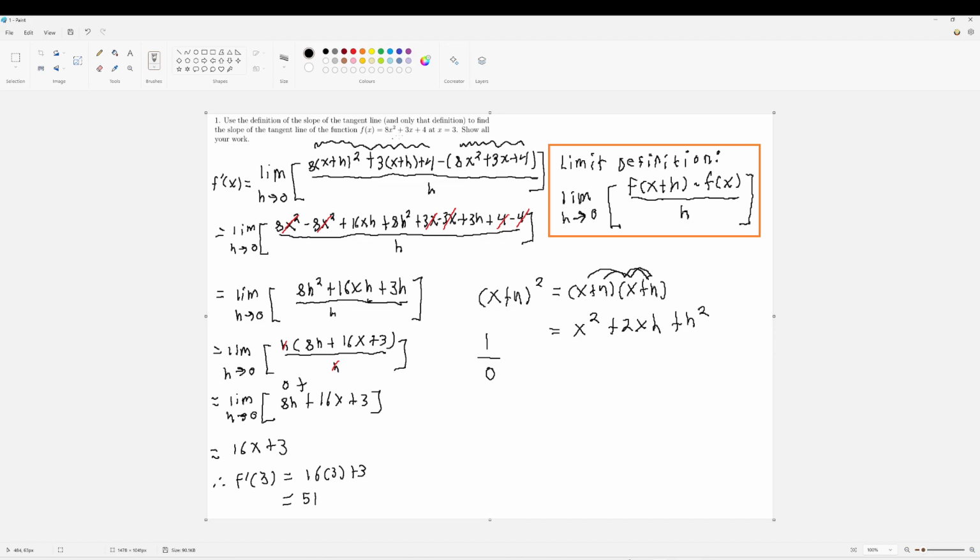You can plug in x equals 3 to begin with if you want. You do not have to do it the way that I did it. I prefer to do it this way, and then I like to sub in the value after I've done this, but you can originally sub in 3 if you want. That's not a problem. Right, so we just have f prime of 3 equals 16 times 3 plus 3, which is 51. So that is the slope of the tangent line to this function at x equals 3.